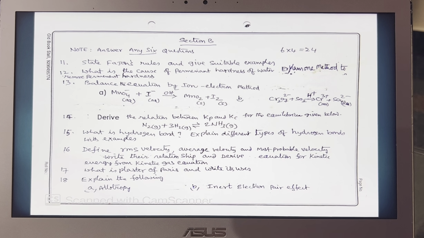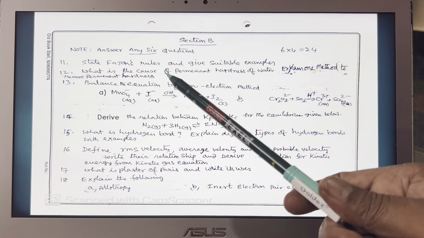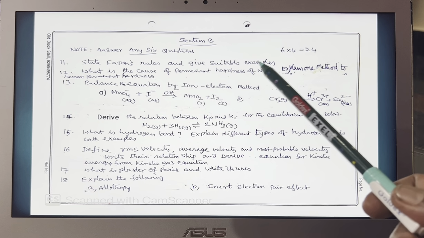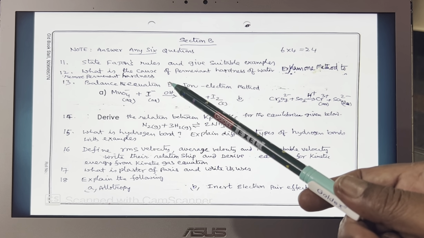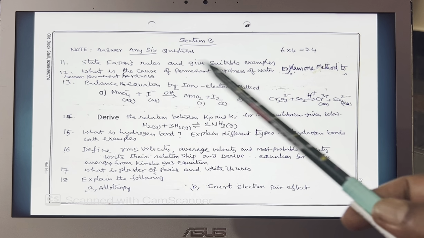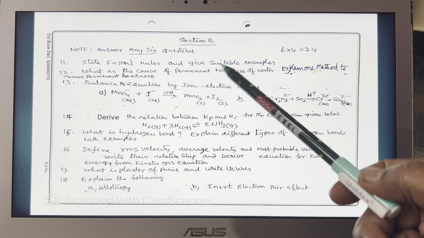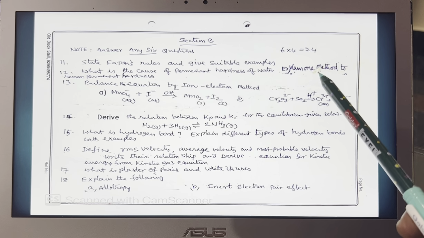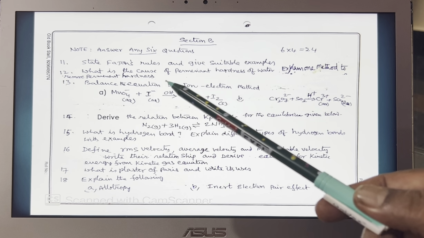This is section B. Answer any 6 questions from 8 questions. So here you see, state Fajan's rules and give suitable examples. What is the cause of permanent hardness of water? Explain one method to remove permanent hardness. You can write the ion exchange method or Calgon method.